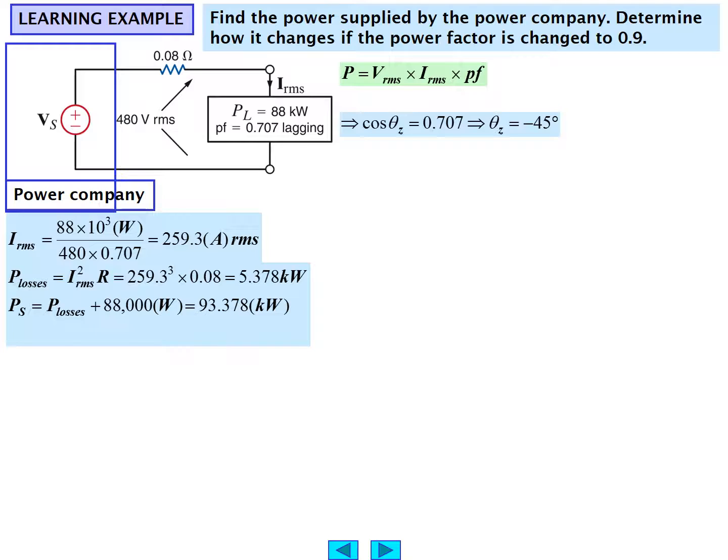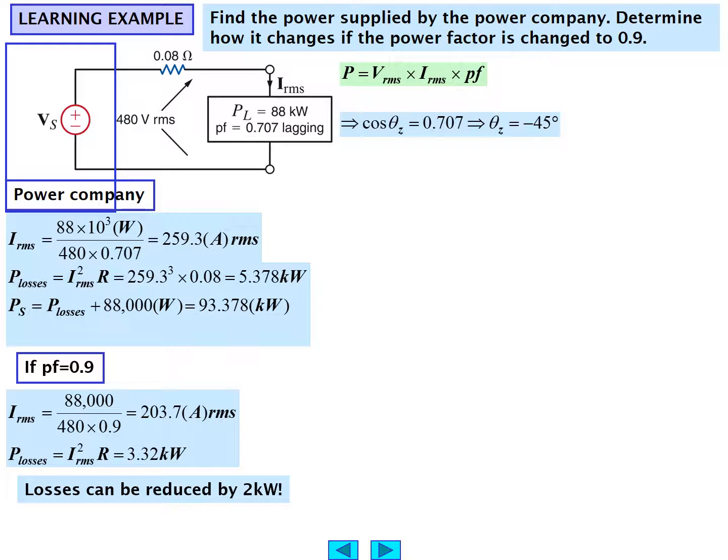The power from the source then is the losses plus the power in the load, which is given as 88,000. So we end up with 93.378 kilowatts, if you will. 88,000 is 88 kilowatts. If the power factor, though, changes to 0.9, how does the answer change?